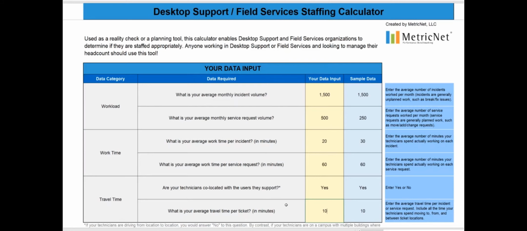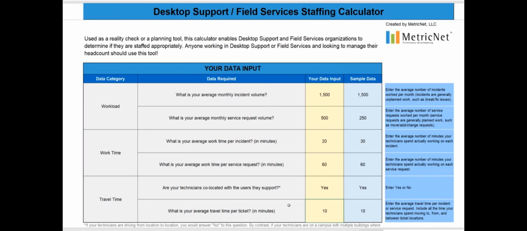If you're not co-located with your users, the travel times are going to be longer. And if we're looking at field support or field services, generally that travel time is longer than it would be for desktop support. Notice that we never asked about the number of users here, because to my point earlier, the user headcount is irrelevant. What we care about is workload.